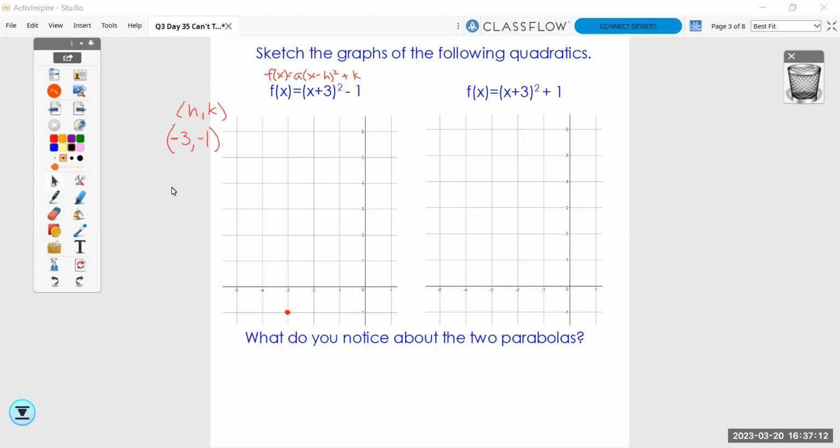So if my a value in this one is 1, that means I'm going to use a rise over run to get my first point, and then I'm going to make a dot symmetrical on the other side of the vertex. Okay, and then so I know this is opening up, and I'm going to just sketch a parabola, a U that goes through these points as best as I can, and go all the way across my grid and put arrows on both ends.